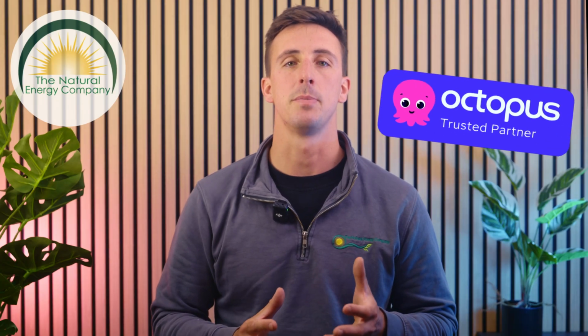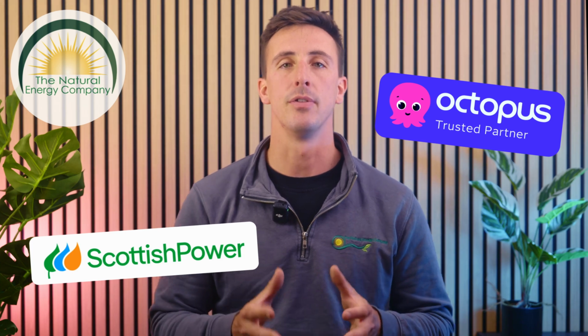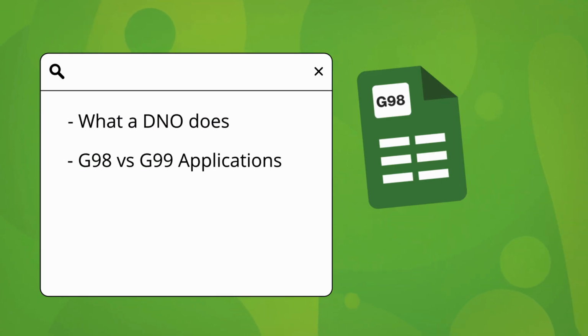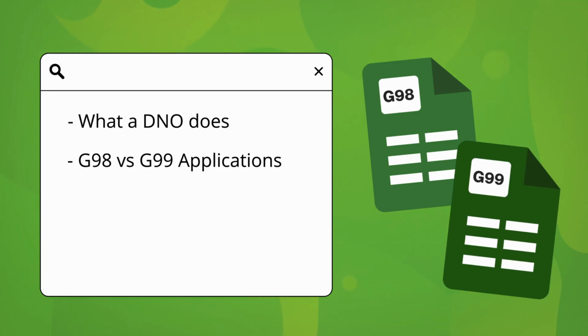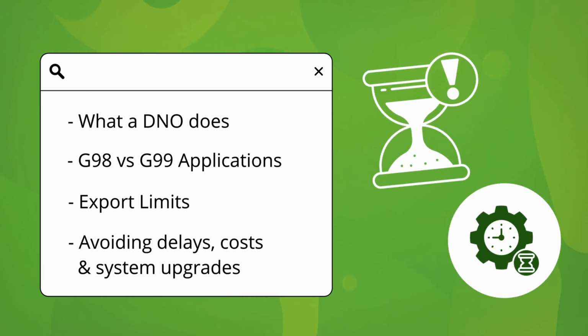While you might pay your bills to Octopus Energy, Scottish Power, or another supplier, it's your DNO who keeps the power flowing. In this video, we'll break down everything you need to know about getting DNO permission in 2025. Here's what we'll cover. What a DNO actually does, the difference between G98 and G99 applications, export limits, and most importantly, how to avoid delays, costs, or system upgrades. We'll also explore the Tesla Powerwall 3 and the SIG Energy SIG Installer. Whether you're starting small or going big, this guide will keep you connected the right way.